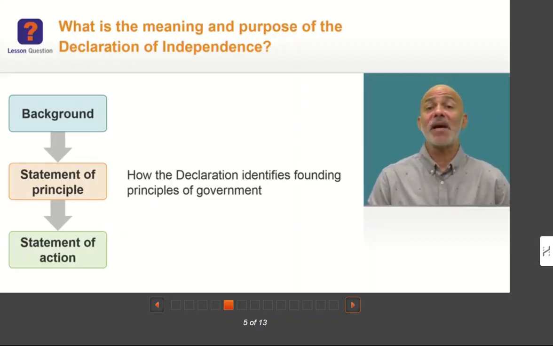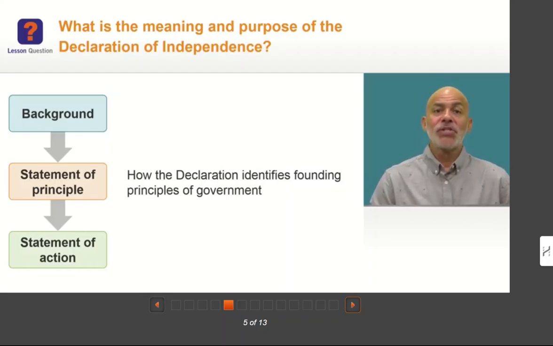Influenced by ideas of the Enlightenment, many American colonists sought independence from Great Britain. To analyze how the Declaration of Independence identifies the founding principles of a new government, we will first look at the structure of the document. This will help us answer the lesson question, what is the meaning and purpose of the Declaration of Independence?